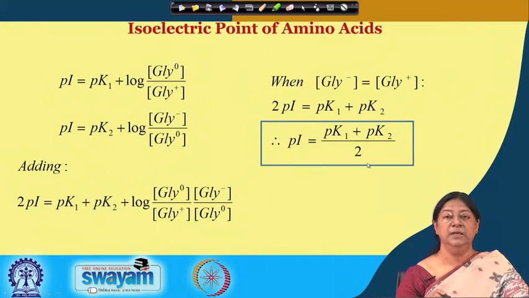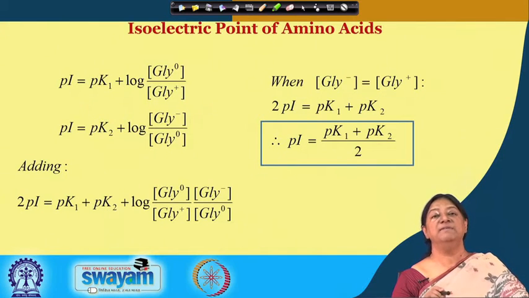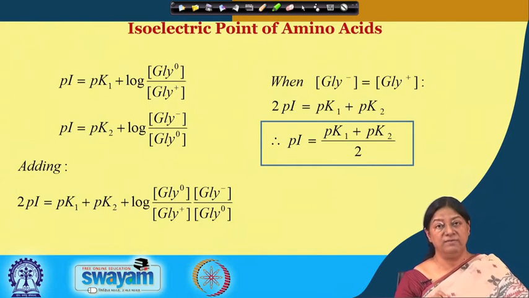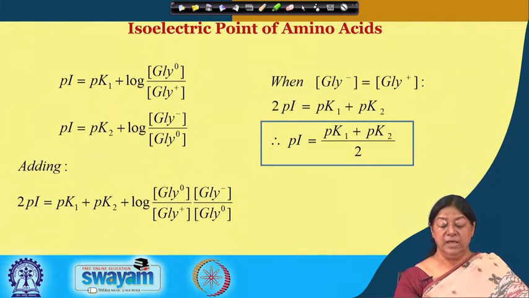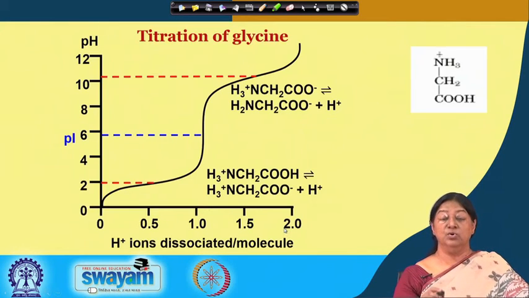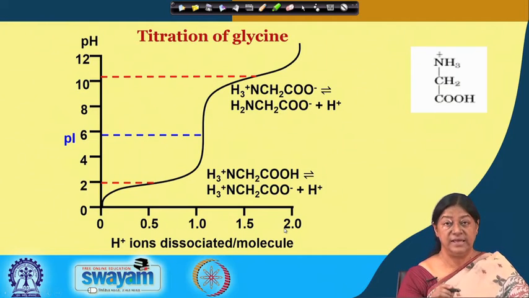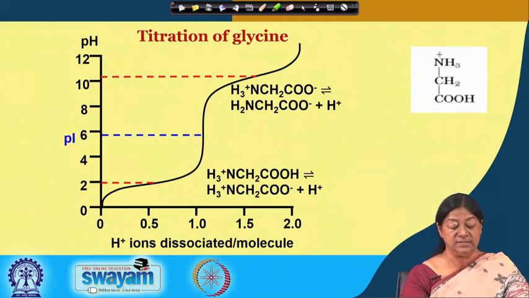What does this mean? It means that if we have knowledge of the pK1 value and the pK2 value of an amino acid, we can determine what the isoelectric point is. If we go further into looking at an exact experiment as to how this is conducted.